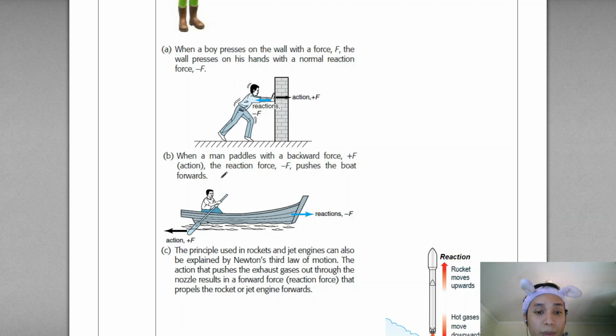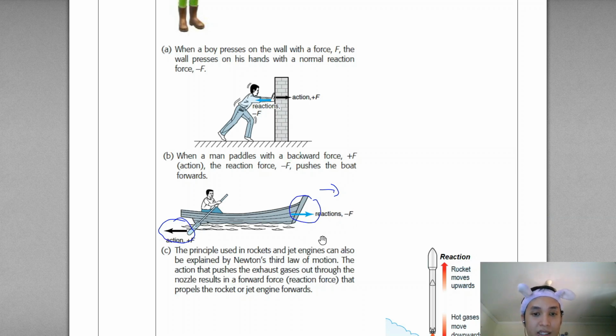Now if you are paddling a boat, when he takes the paddles and rolls them backwards, meaning this one goes to the back, the boat will go to the front. So this is another type of action and reaction.